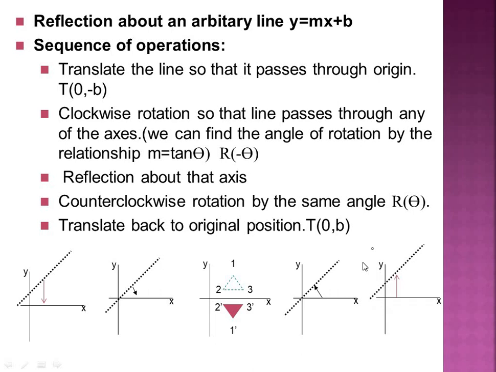Now again you are translating the line, but this time the factor is 0, b, and initially the factor was 0, minus b. In the same way, in the clockwise rotation the angle was minus theta, in the counterclockwise the angle of rotation was only theta, positive values. By applying all these steps, you can reflect any object about an arbitrary line.